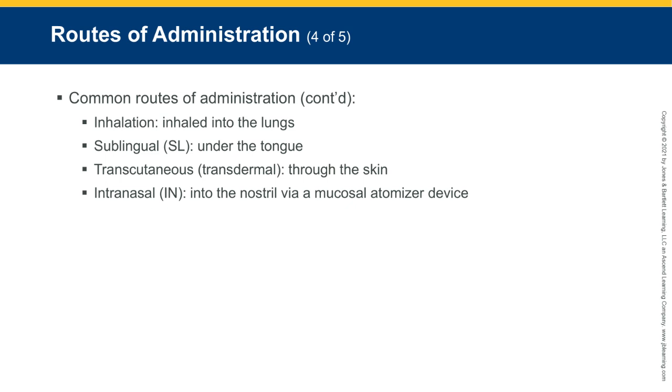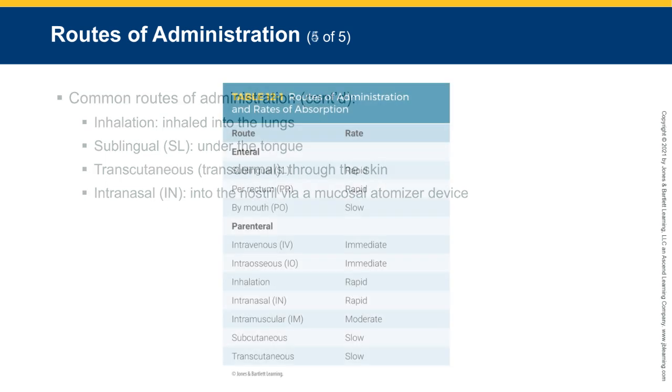Inhalation is another method where medication is absorbed into the lungs, such as with an inhaler or nebulizer. Sublingual, SL, administration involves placing medication under the tongue for rapid absorption, and transcutaneous medications are applied to the skin, such as patches. Intranasal, IN, delivery uses a mucosal atomizer device to administer medications like naloxone.